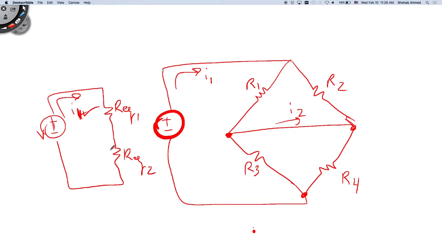I2 is the current flowing between these two nodes. Is there a voltage difference between these nodes? Because what? There is? In the solution? Sure. Current flow.